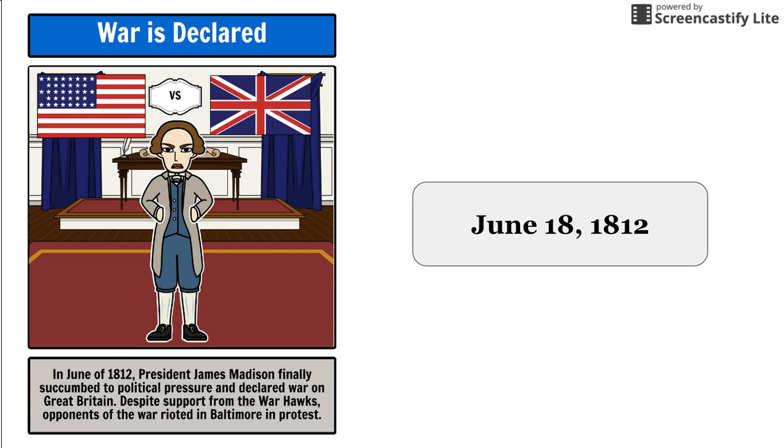If you recall, we had James Madison, who finally surrendered to the pressure of those war hawks in Congress, led by Henry Clay and John C. Calhoun, and asked Congress to eventually officially declare war on Britain. And so that happened on June 18th of 1812. Officially, the United States and Britain were at war with each other once again.